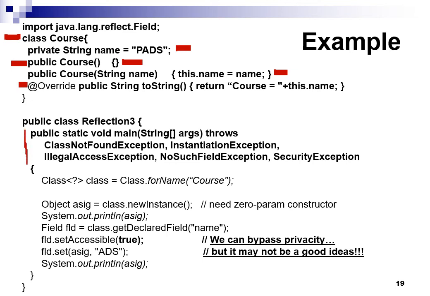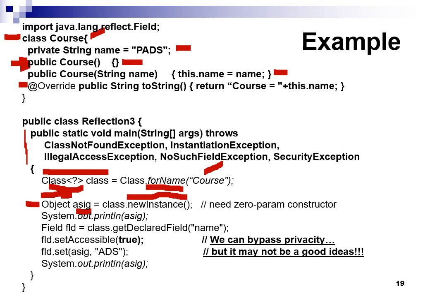Then you see here that we have a main method where I obtain a Class object in a different way. I use forName. For name here, I give the name of the class, which is Course, this one here, and then I obtain the Class object, right? What can we do with it? For example, I can invoke newInstance to create an object of the class. But newInstance here needs to use a zero parameter constructor, that's why I added it here, right? So now I have asig, which is an object of type Course. I have assigned it to Object because that's what newInstance returns.